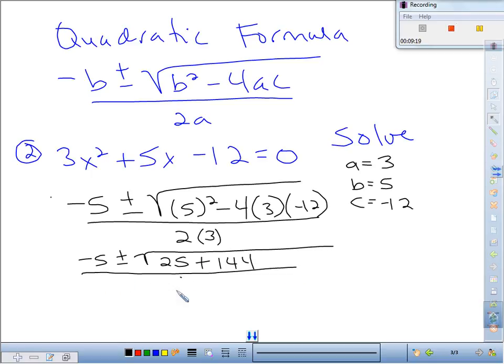Draw my line, put my 6 under it. Where's the 6 coming from, Eric? Right, so I got that. So I'm going to do one more step down here and then move over to the side. I'm going to add my 144 and my 25 and get 169 in there. I think that's a perfect square maybe. 13 times 13? Okay, so I'm going to end up getting negative 5 plus or minus 13 over 6.